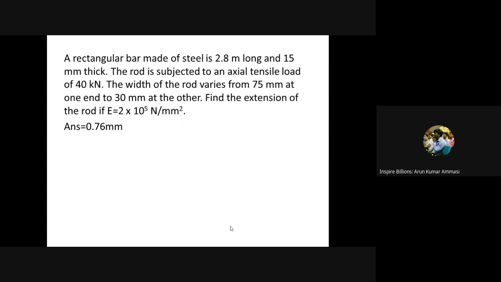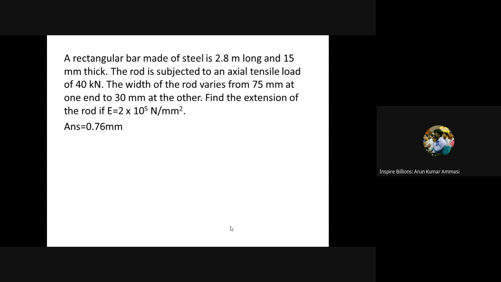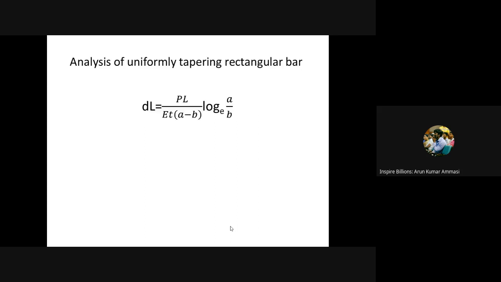So this is another problem that talks about different cross section, like tapering at one end, which will have width varying at both the ends. So here you could see the longer width is 75 mm and the shorter width is 30 mm. And the load applied is 40 kN and the thickness is given. How to evaluate the deformation or elongation? We can calculate it by using the relationship that we had seen before.